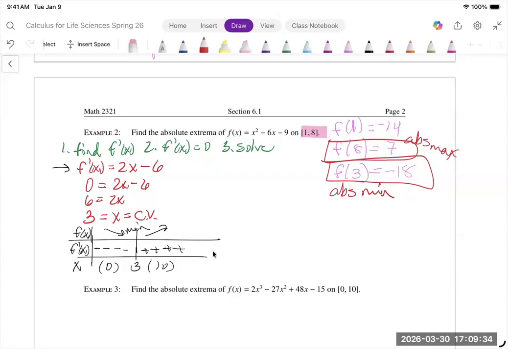Okay, so the rules are the same, right? 1, f prime. 2, set the sucker equal to 0. 3, solve. This is where I think it's so much fun and where you might hate me, but that's okay. That's why I'm here. All right, so we need quotient rule.